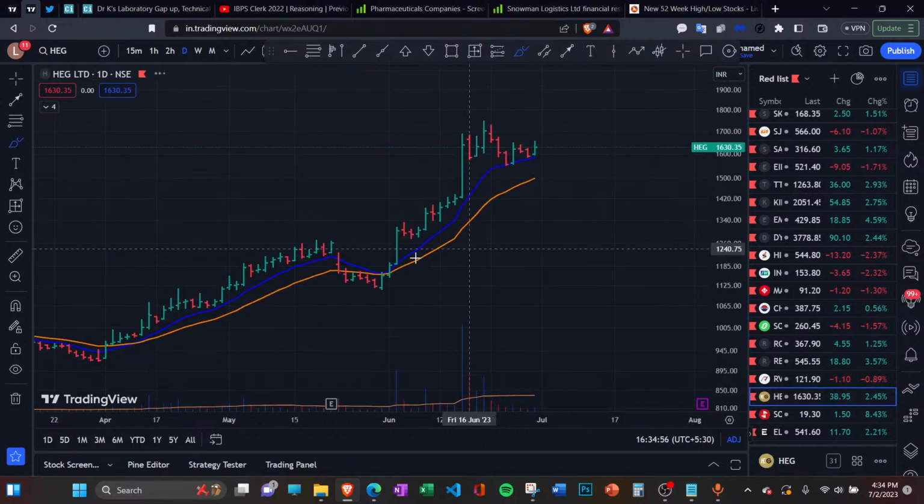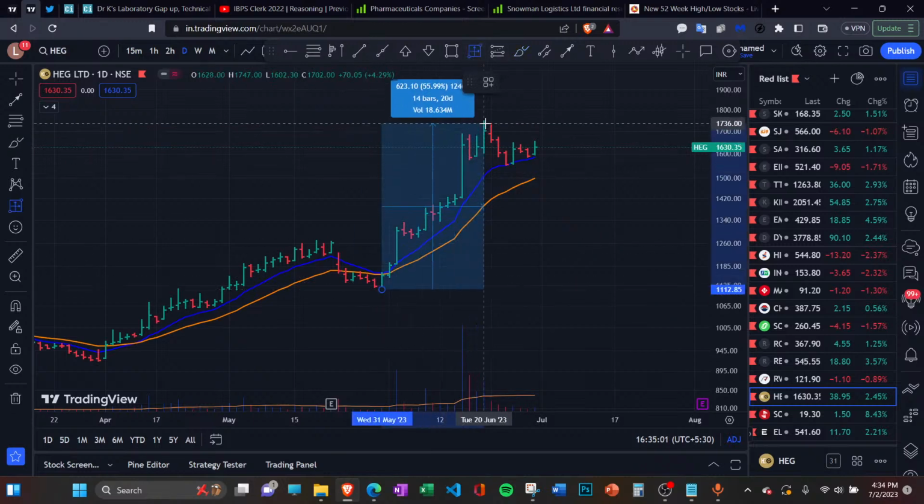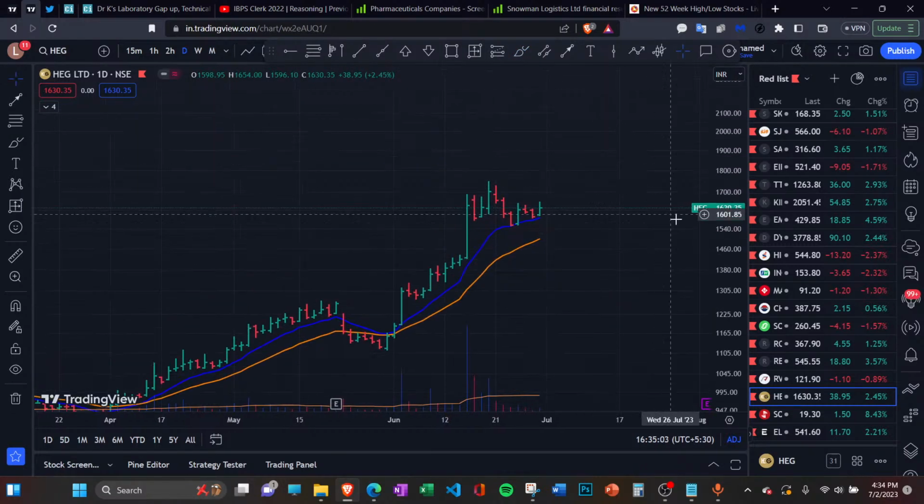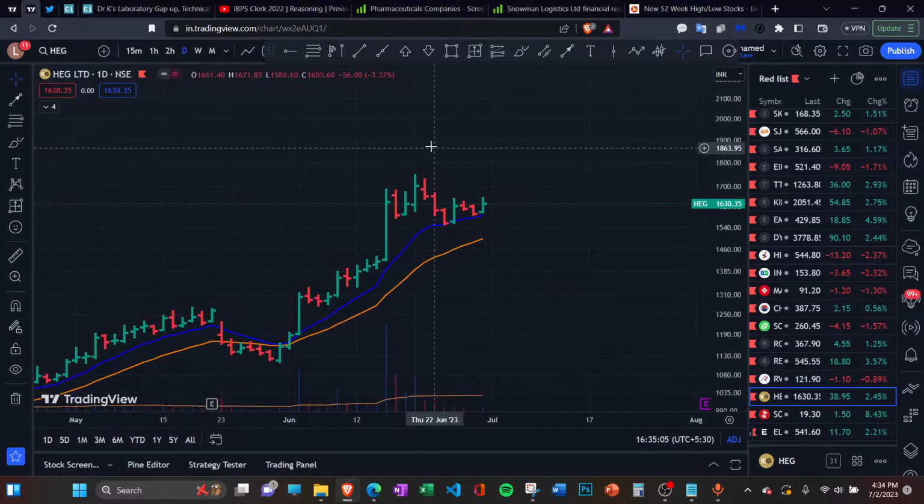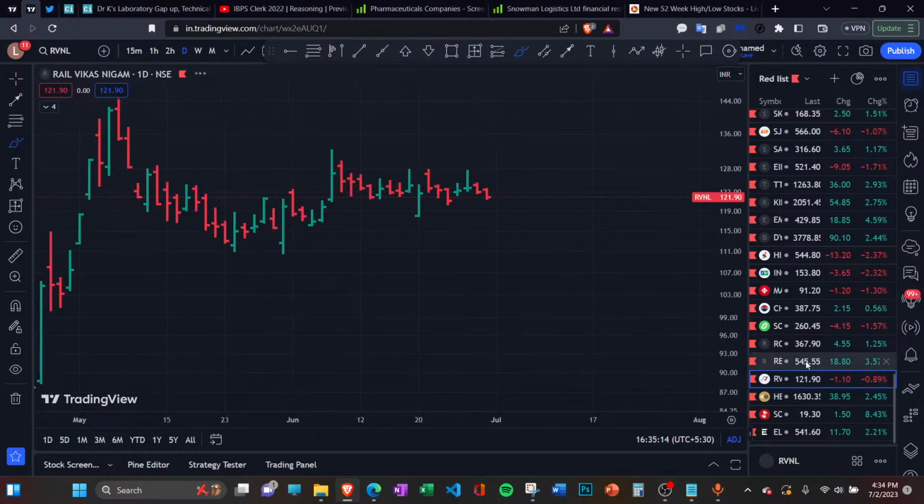Why I select this is a proper pullback trade after a very good up move, a 55% up move. It is testing its 10-day moving average and consolidating in a narrow range. So that is one of your pullback moves.